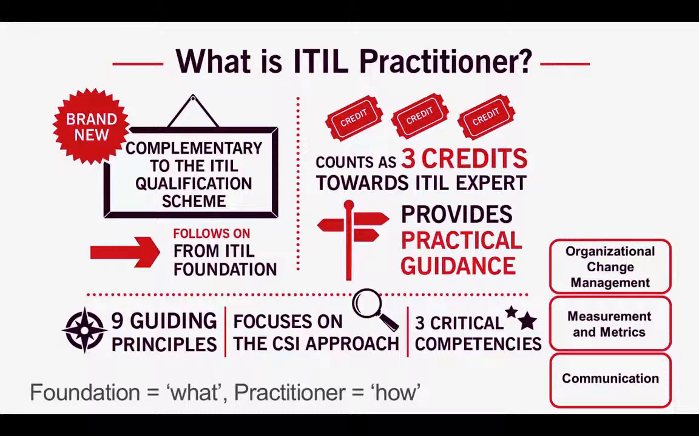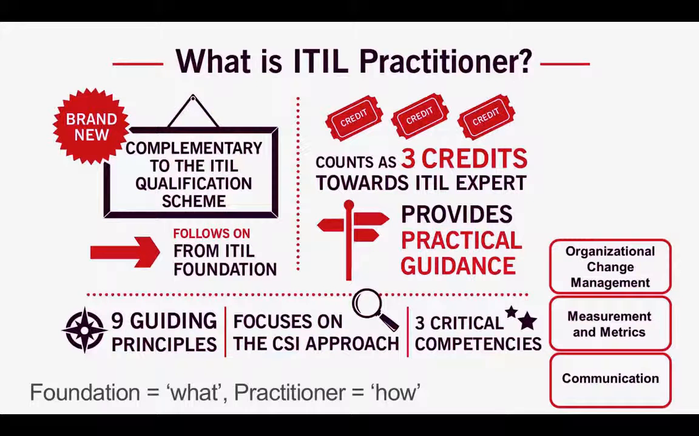CSI says, basically, here's how you make improvements to services and processes, and it glances at how, but doesn't give you specifically how. It certainly doesn't give you a toolkit for how, and that's precisely what practitioner does. So there's 9 guiding principles, the 6 steps of the CSI approach, and then there's 3 critical competencies, and this is what they are.